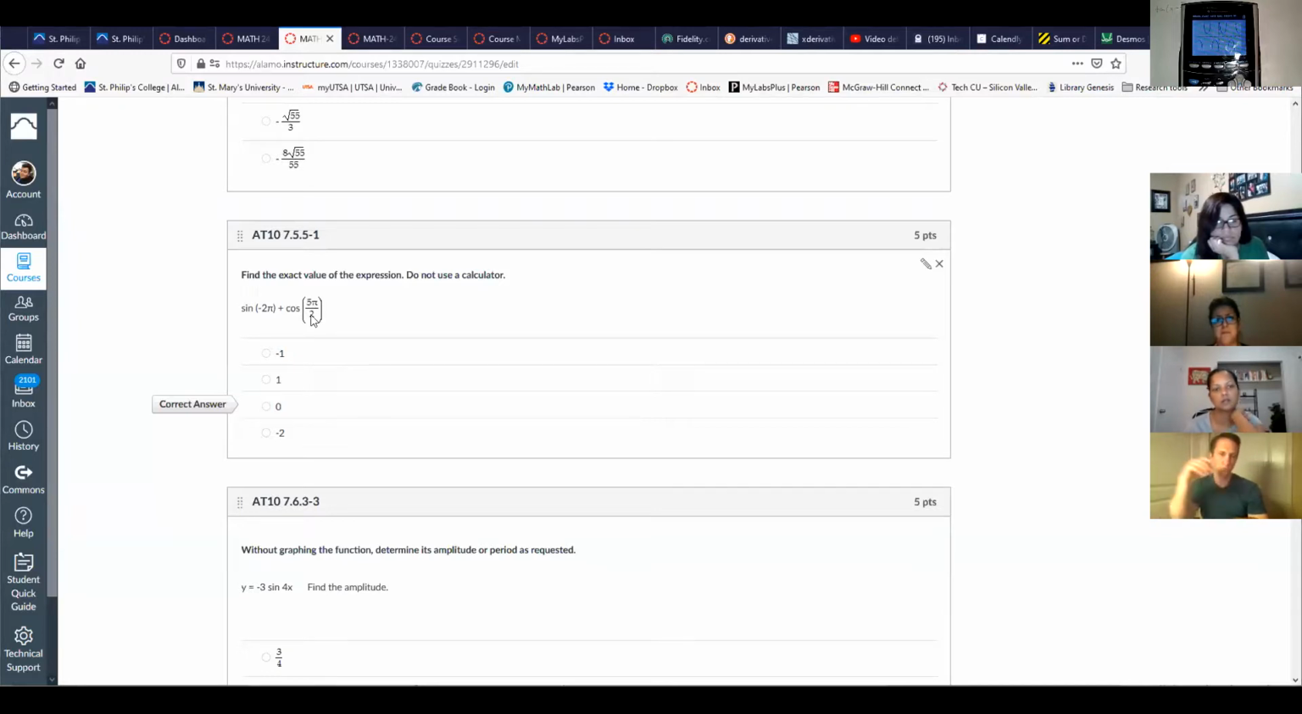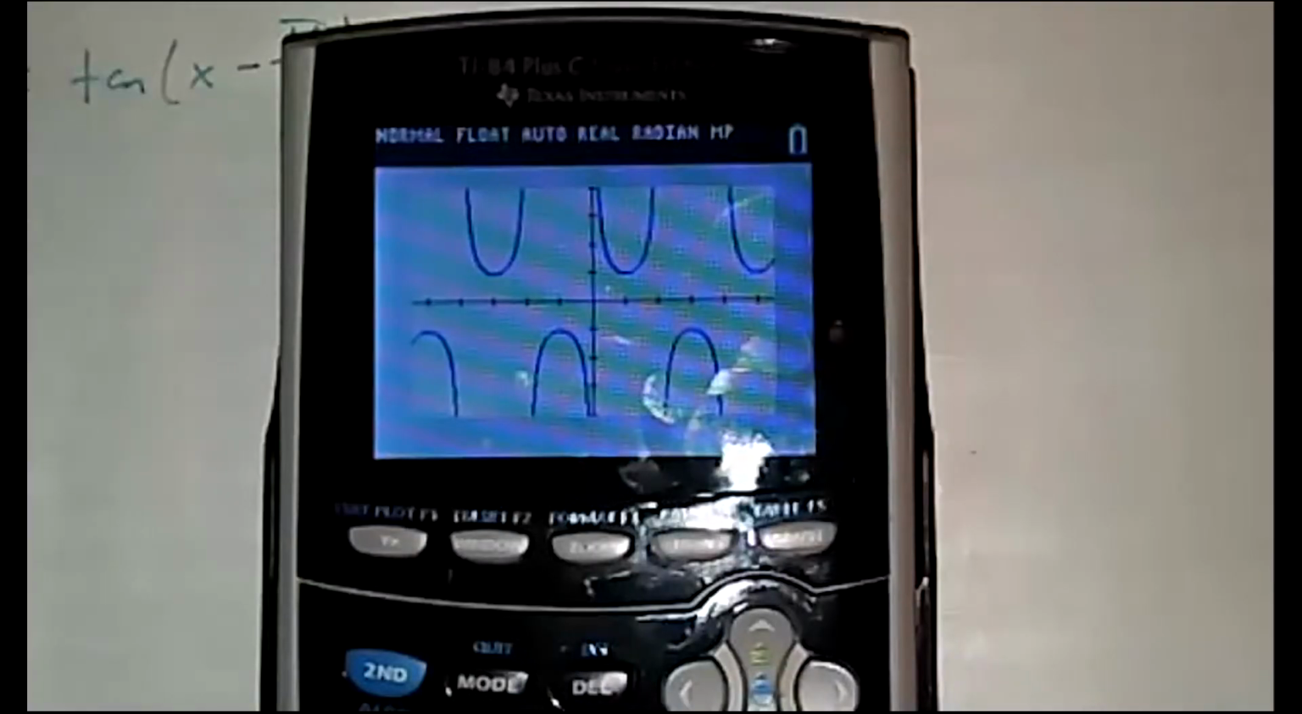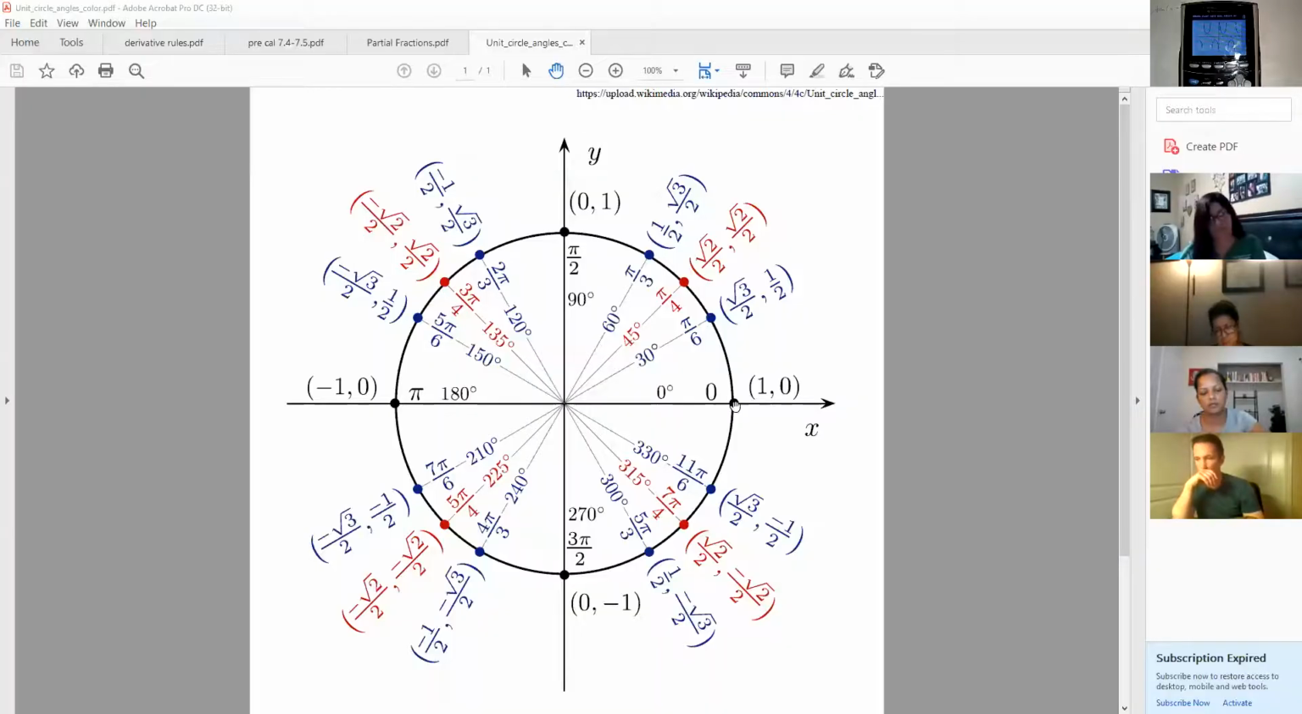What is cosine of 5 pi over 2? Well, where is that? Let's look at our circle again. So pi over 2, 3 pi over 2, 5 pi over 2. It's not technically on here because it's more than 2 pi. So remember how we said that if you go around the circle, or if it's too big, what you do is take the 5 pi over 2 and subtract 2 pi, right? Do you remember that? Yes.